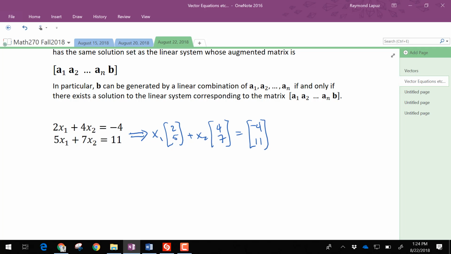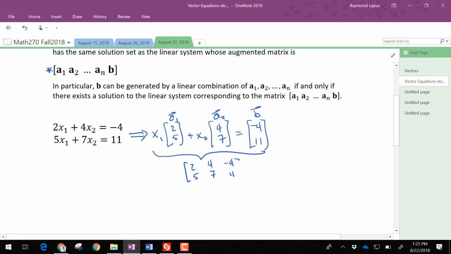All right. Now, if we take these three vectors, this is the a1 vector, the a2 vector, and the b vector, and write them as a matrix, so this notation where they have a1, a2, dot, dot, dot, an, and b, that's like putting those vectors as columns of a matrix. And so this is your, quote, augmented matrix.